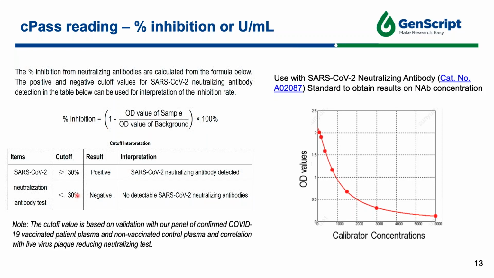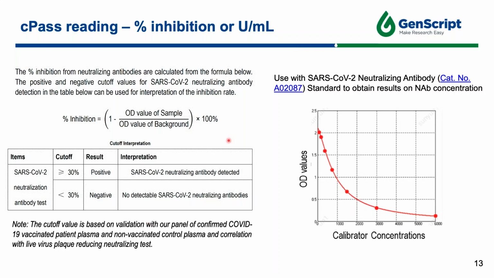The cutoff value for differentiating positive and negative samples is 30%, based on validation with our panel of confirmed vaccinated patient plasma and non-vaccinated control plasma, as well as correlation with the live virus neutralizing test.